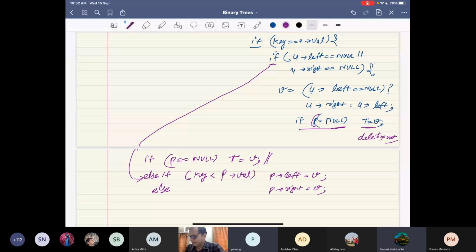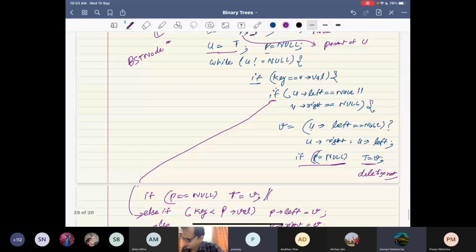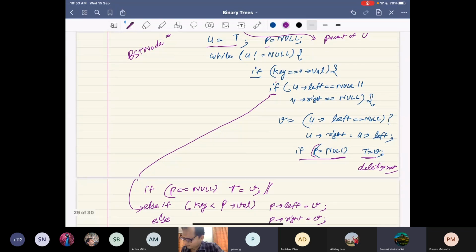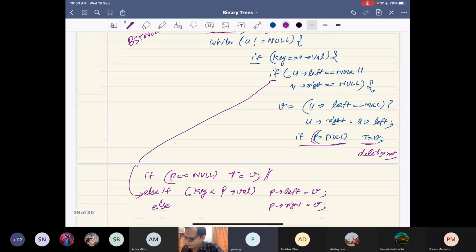Sir, I still have doubt in this. Here, shouldn't we change the P again and again? No, you will do that. Sir, can you scroll up a bit? Here we initialized P with null, and when we come down, here we will change P. Don't worry, we will change P.